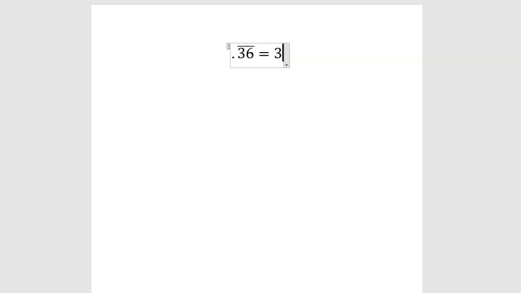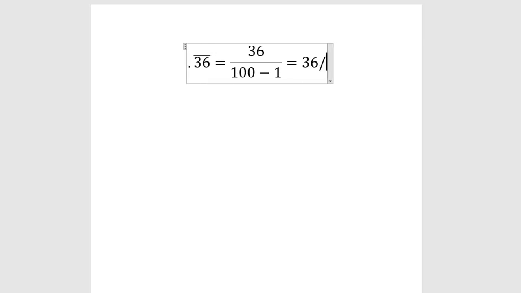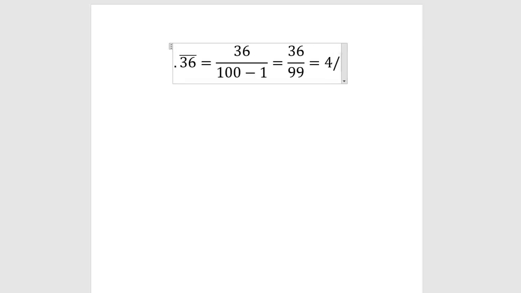And now here's the rule. Here's how you do it. Notice that if that would have been just 0.36, it would have been 36 over 100, right? But since it's bar, there's a rule that says you subtract one. I could prove why that works, but just take my word for it that it does indeed work out. So it's 36 over 99. And of course, you can reduce it. Divide both top and bottom by 9, and you'll get 4 over 11.